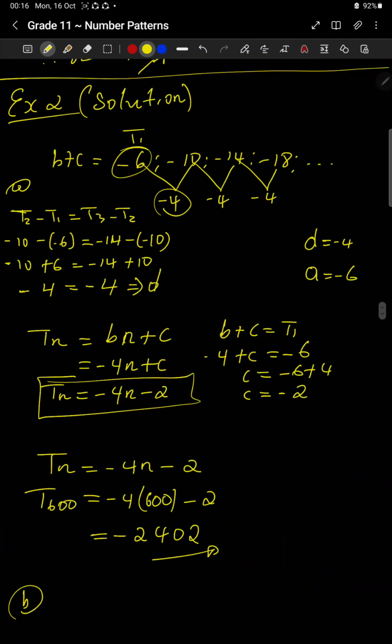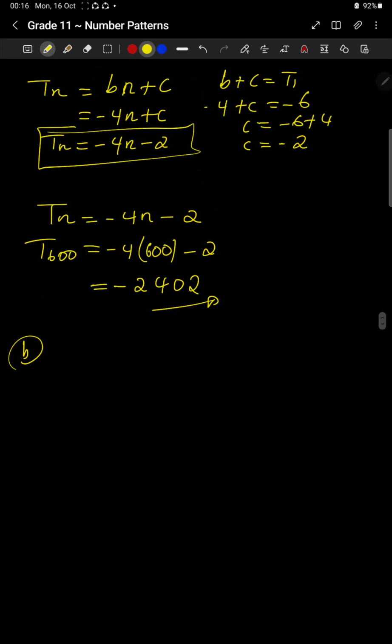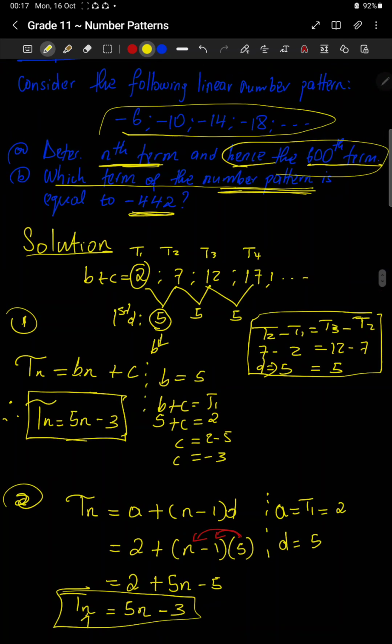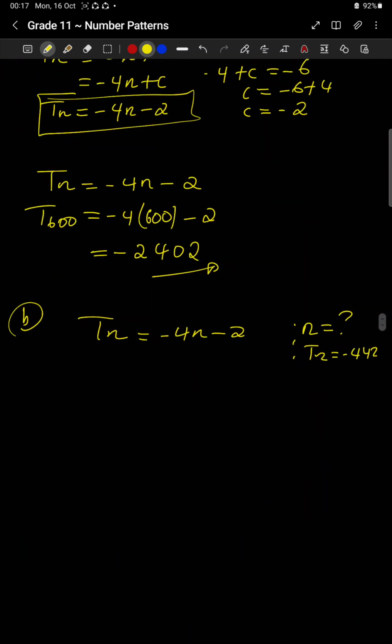It's easy, guys. We just use this formula, the one that we obtained in the first question, the formula that says Tn is equal to negative 4n minus 2. So in the place of Tn, now we are looking for n, we're going to put negative 442. Let me just confirm that it's negative 442. Yeah, negative 442. So over here we're going to put that negative 442 and then negative 4n minus 2.